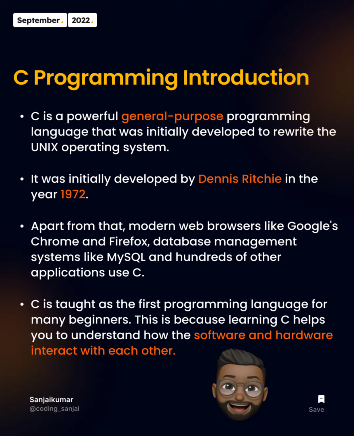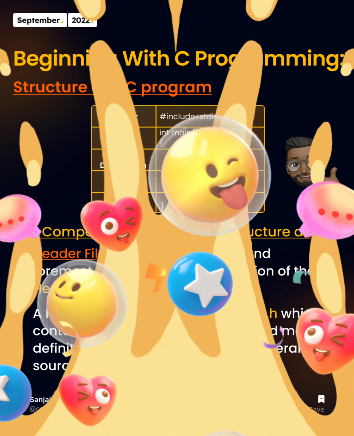C is a powerful general-purpose programming language that was initially developed to rewrite the Unix operating system. It was initially developed by Dennis Ritchie in the year 1972. Apart from that, modern web browsers like Google's Chrome and Firefox, database management systems like MySQL and hundreds of other applications use C. C is taught as the first programming language for many beginners. This is because learning C helps you to understand how the software and hardware interact with each other.